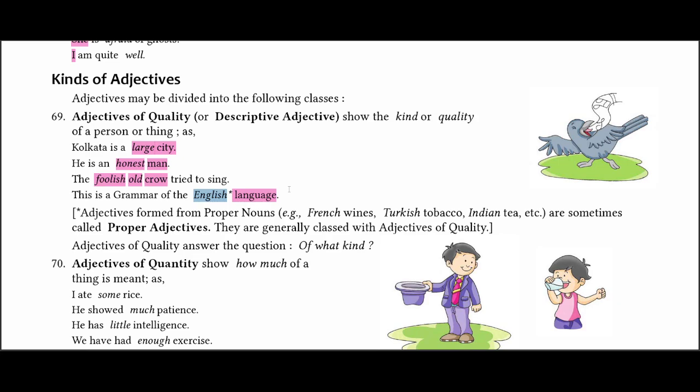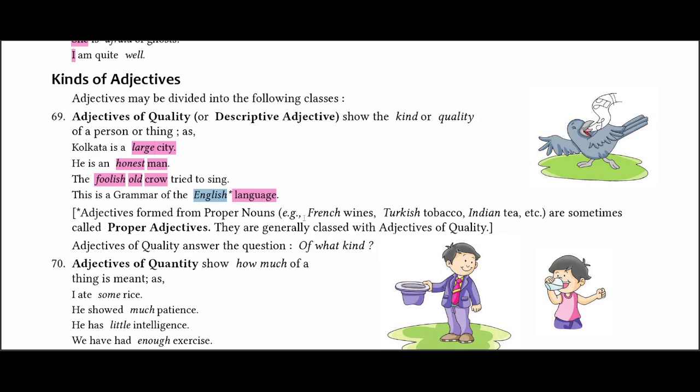When an adjective describes a noun, we say that it is a descriptive adjective. Descriptive adjectives tell the quality or the attribute of the noun. So we also call them adjectives of quality. Adjectives of quality answer the question what kind or what quality of a person or a thing.